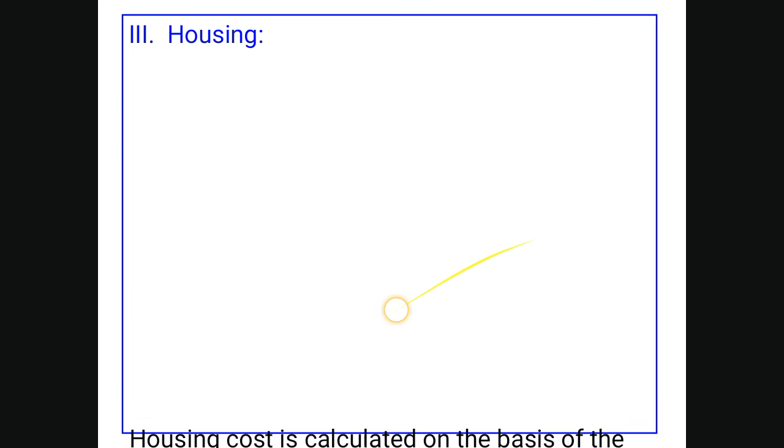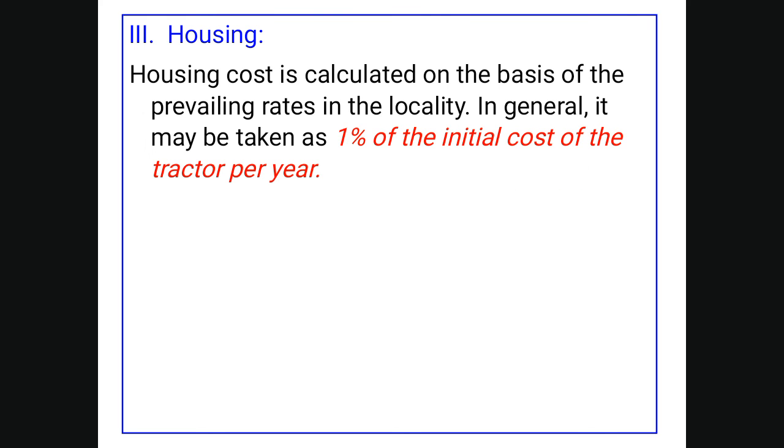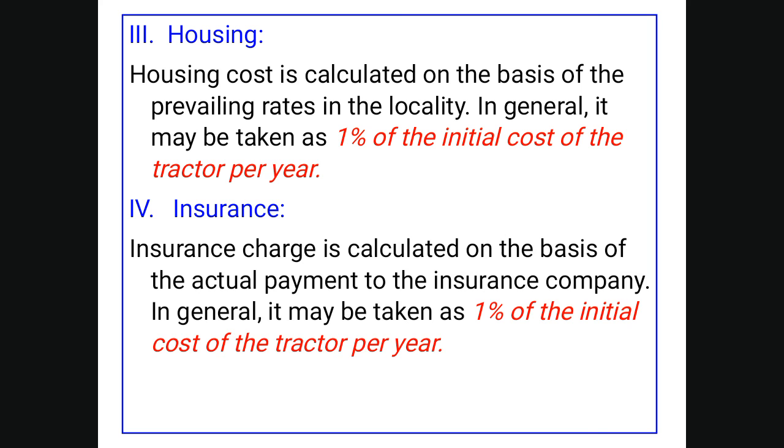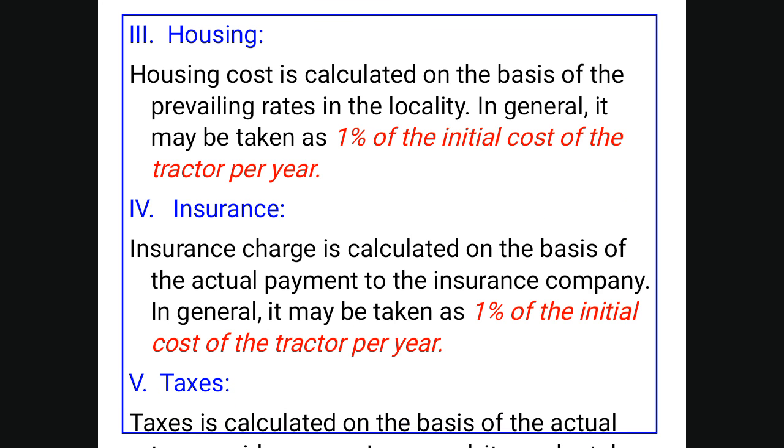Now, housing cost is calculated on the basis of the prevailing rates in the locality, and in general it may be taken as 1% of the initial cost of the tractor per year. Insurance charge is also calculated on the basis of the actual payment to the insurance company, and in general it may be taken as 1% of the initial cost of the tractor per year. Taxes are also calculated on the basis of the actual tax.